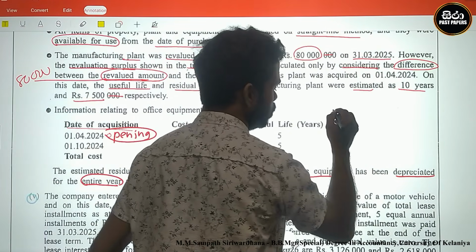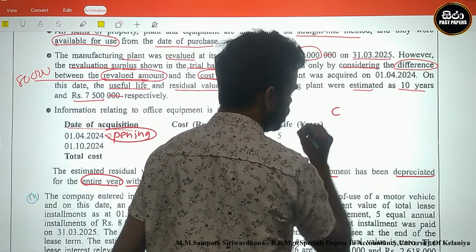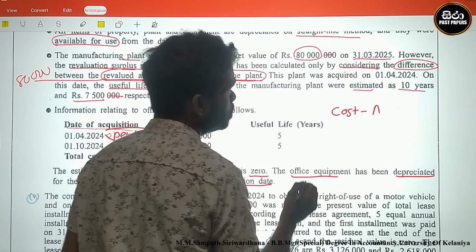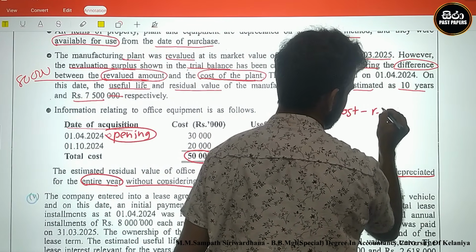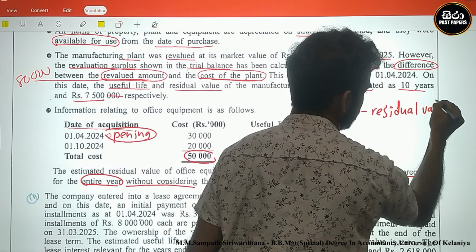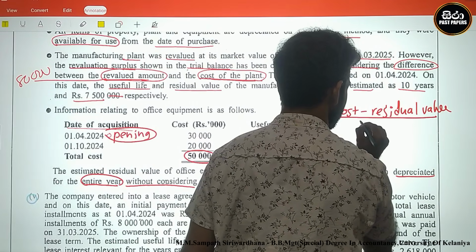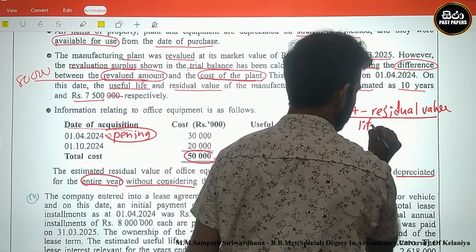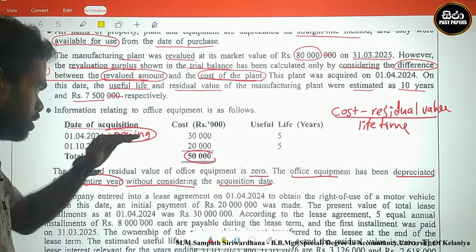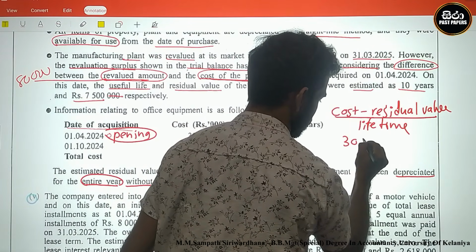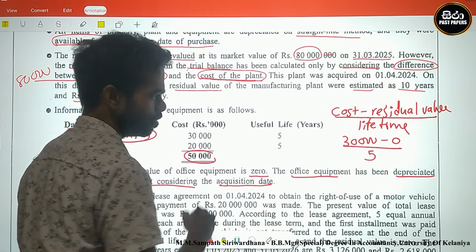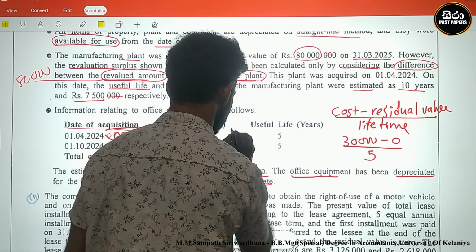How can we calculate? You know the formula: cost minus residual value, divided by lifetime. Firstly, I calculate this one. Acquisition 30,000 minus, there is no residual value, divided by 5, useful lifetime 5. What is the annual depreciation? 6,000.